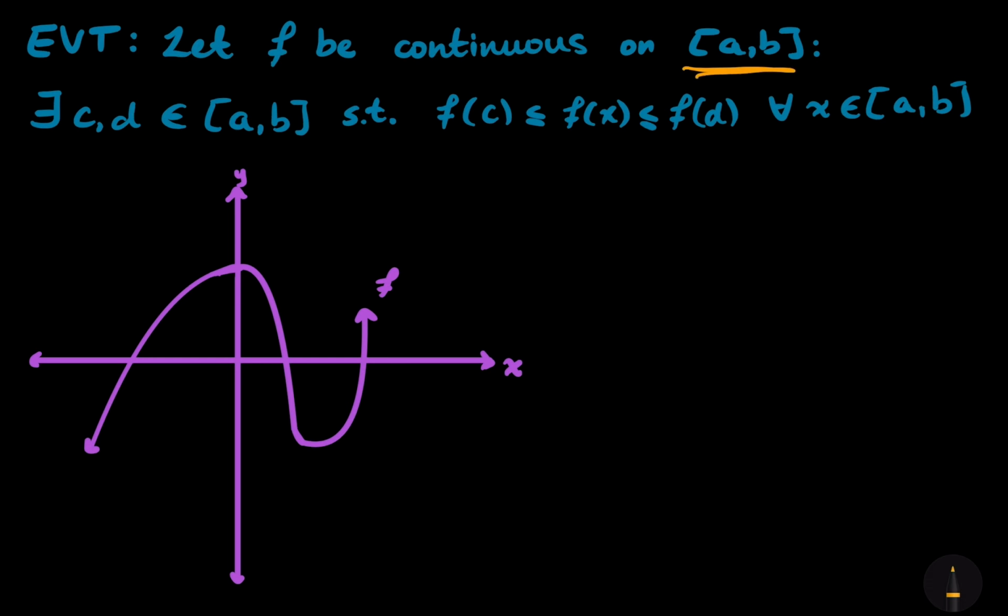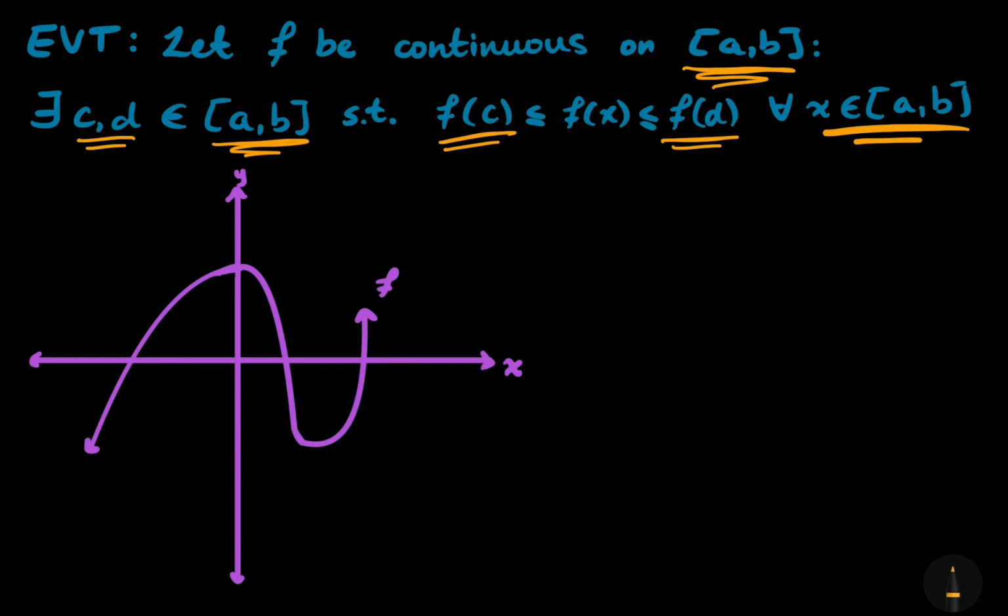So what the extreme value theorem tells us is that if we have a function f which is continuous on the closed interval [a, b], then there exist two values, we'll call them c and d, that are members of this interval, located within the interval [a, b], such that f(c) is less than or equal to f(x), which is less than or equal to f(d), for all x within [a, b]. So we have f(c) as our lower point, f(d) as our upper point.